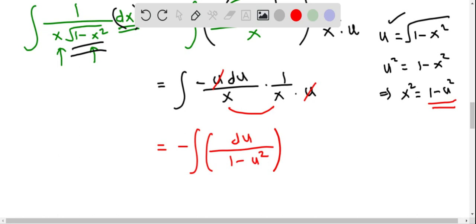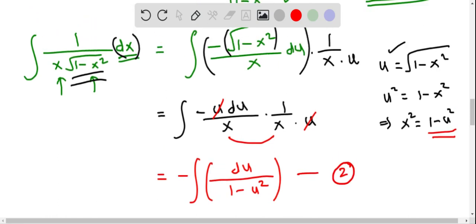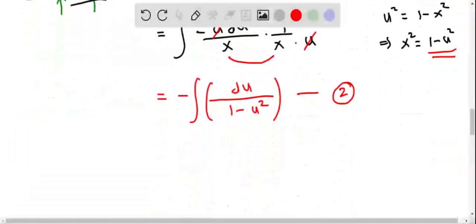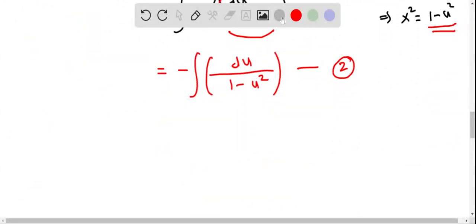So we can just integrate this. Let's say this is equation 2. So basically this is the integral of this one. We have not yet completed, so we have to integrate this. I'm going to integrate this using the partial fraction method.